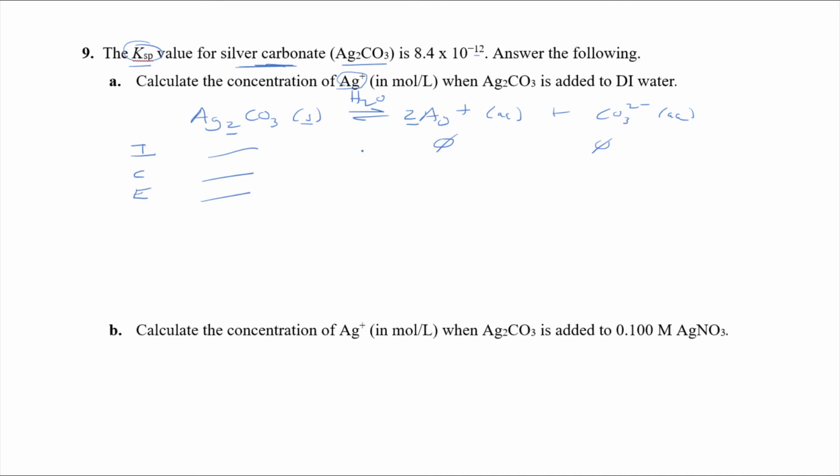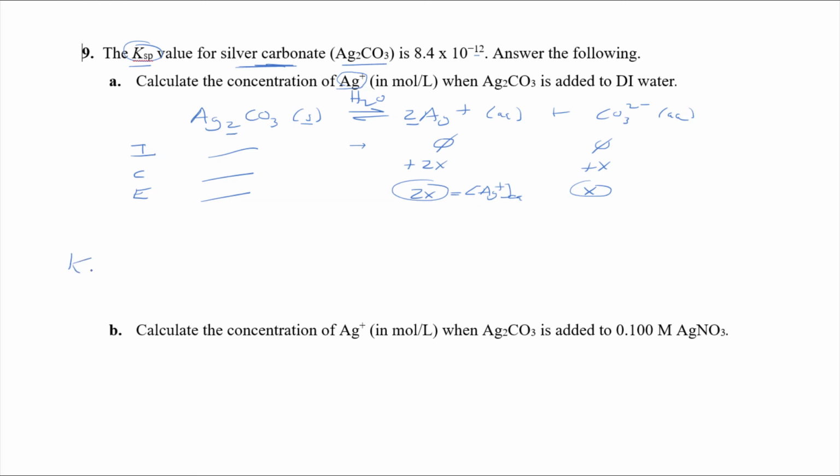So here we say, okay, I'm going to have to shift at least a little bit to products, which means I'm going to go plus 2x, plus x. So even I can do this: 0 plus 2x is 2x, 0 plus x is x. These are my equilibrium concentrations, and it's really important to note that 2x is going to be equal to silver plus at equilibrium, which is what we want. So keep a note of that.